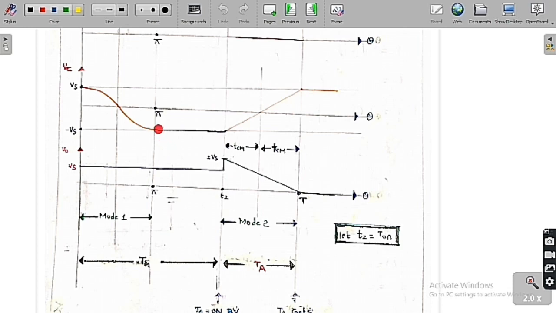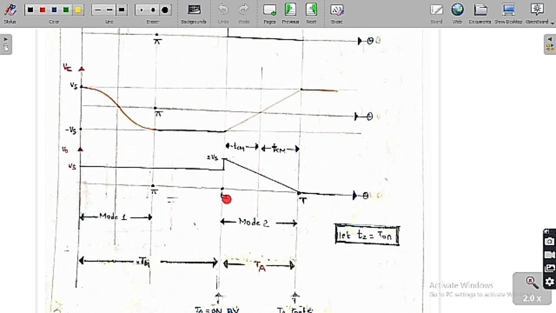Up to omega T2 the capacitor voltage will never change. So it will be the same like this one. Similarly, as Tm is on, V naught is equal to Vs here also. So we can say that this is not mode 1 or mode 2, this is just a normal thing. Up to this point Tm is on.